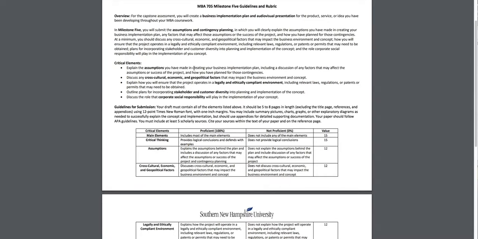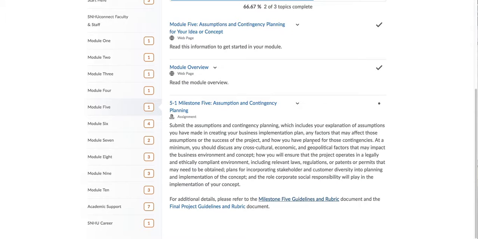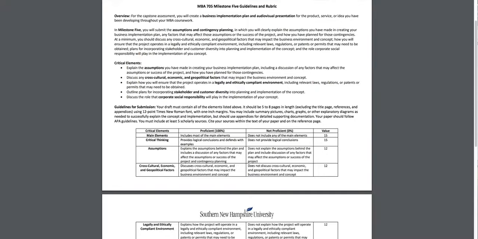Now, moving on to the second part of this, cross-cultural, economic, and geopolitical factors. It says, in the second bullet point, discuss any cross-cultural, economic, or geopolitical factors that may impact the business environment and your concept. Okay, so this primarily deals with things that you cannot control. Those are the external factors. I think it mentions that here: cross-cultural impact, business environment, operates. Okay. The external factors can be, let me give you an example of this.